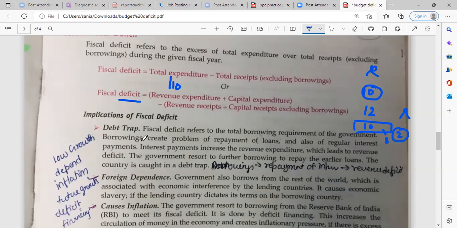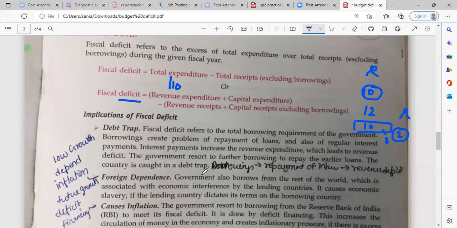Okay. So I'm just explaining again that fiscal deficit means how much money the government needs as borrowing to cover this fiscal deficit. So borrowing always creates a problem of repayment of loan. Once you are borrowing something, of course you have to repay it. And there is regular interest payment, right? So interest payment increases the revenue expenditure, which leads to revenue deficit. The government resorts to further borrowing to repay the earlier loan. The country gets caught in the debt trap.